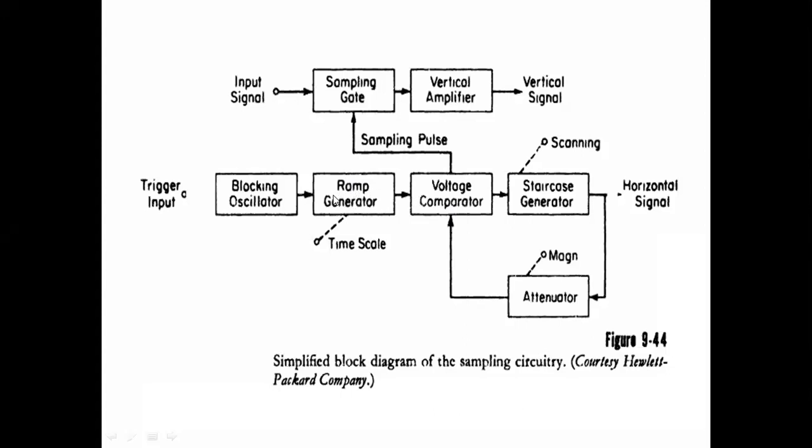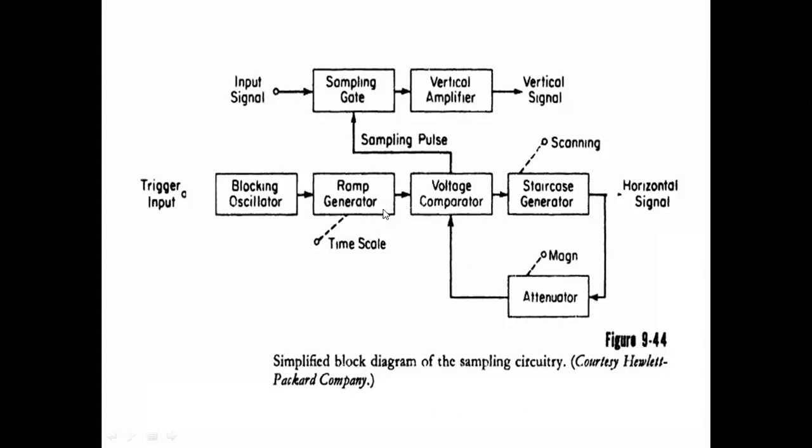The ramp generator is driven from the blocking oscillator. For the blocking oscillator, we apply the trigger input. By applying the trigger input to the blocking oscillator, it produces oscillator signals, and those oscillator signals will be converted into ramp signals. So here we use the ramp generator. The oscillator signals may be sinusoidal, and they will be converted to a ramp signal, a ramp voltage, increasing linearly.